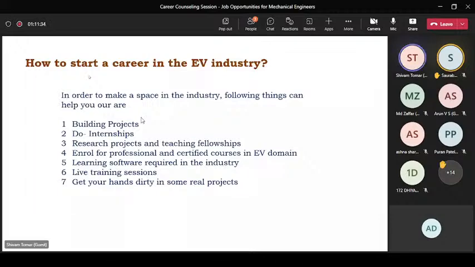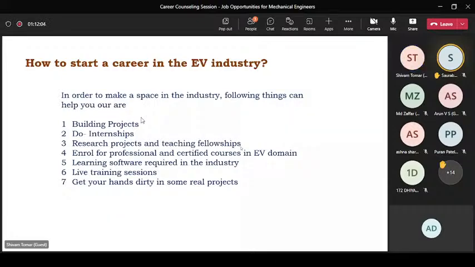Whoever is doing research, enroll for professional and certified courses in the EV domain. If you have decided that you have to make a career in this, enroll for the professional and certificate courses that are available. You can go through Google and find them. Learn the software required in the industry. Go through the software demanded in the industry and learn it.